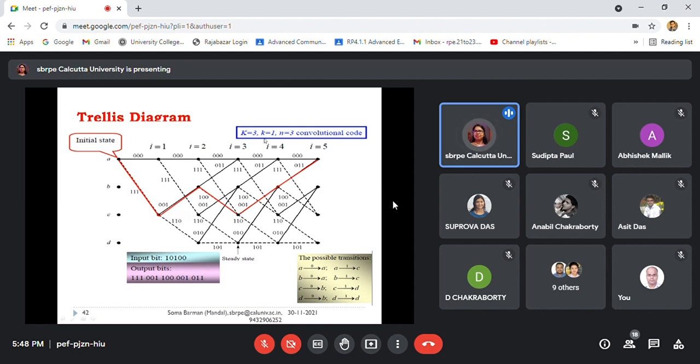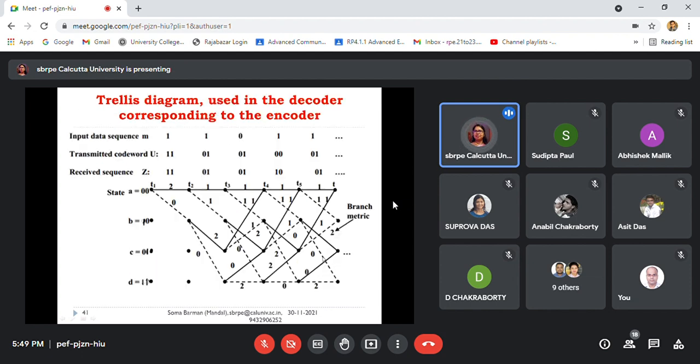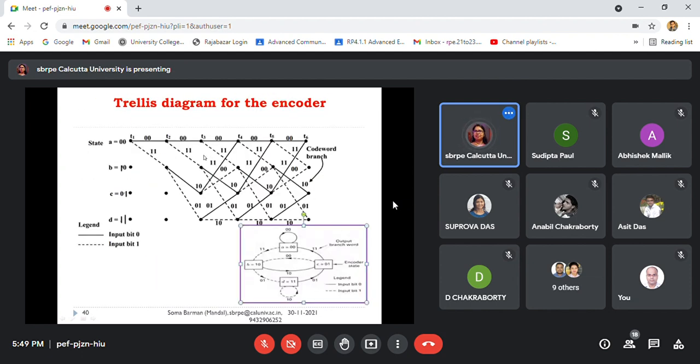Initially, this is your trellis diagram. This trellis diagram, how do you draw it? You have to draw it from the state definition, like I have explained. Initially you have to start from A, and as the time advances, from A you look at how the possible paths go.